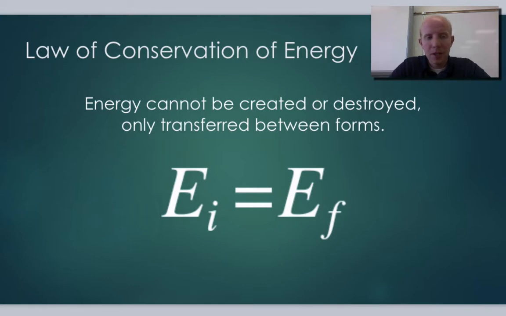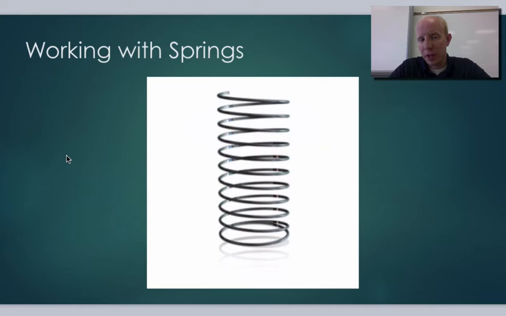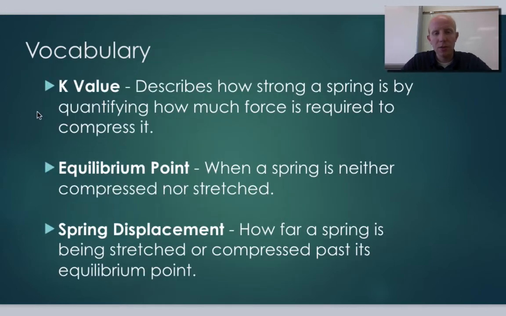Okay, so when we work with springs mathematically, we have to be able to describe a couple of the properties of springs. We haven't talked a whole lot about them in class, so we need to come up with some vocabulary and some things that we need to be able to quantify and describe about these springs. Some of these include what we'll call the K value, and basically this describes how strong it is, by how much it can compress or stretch given a certain amount of force.